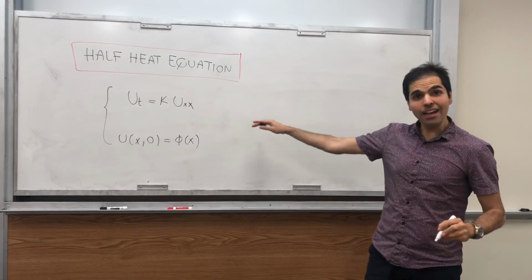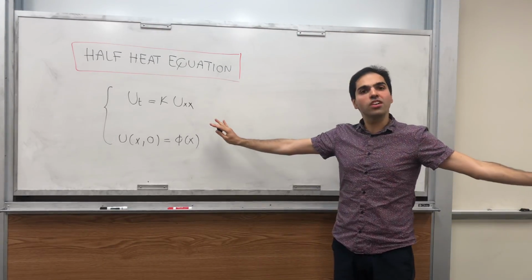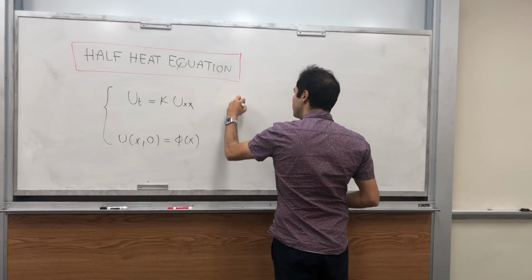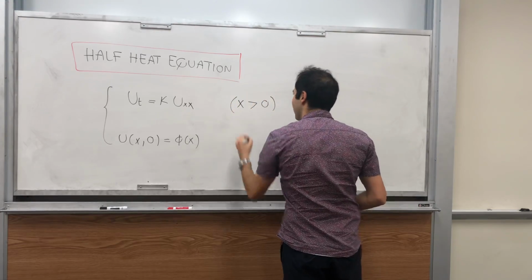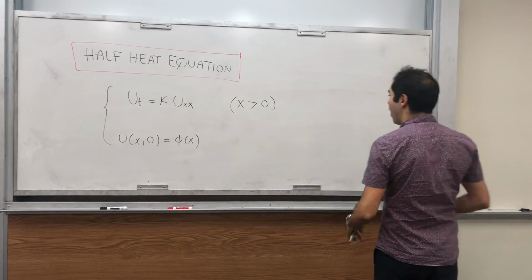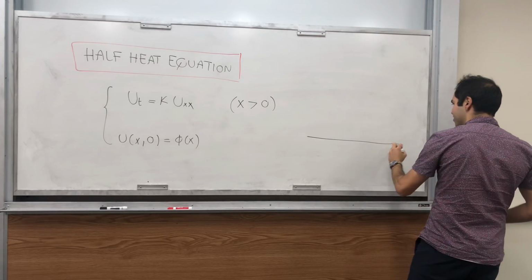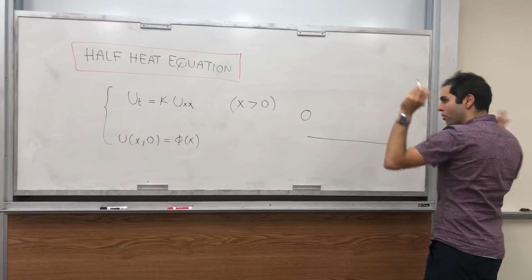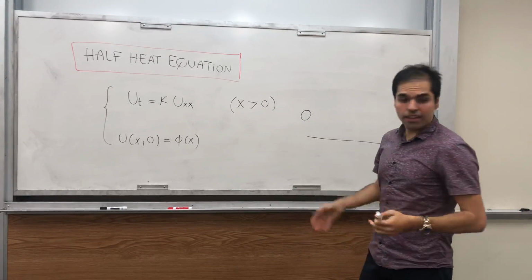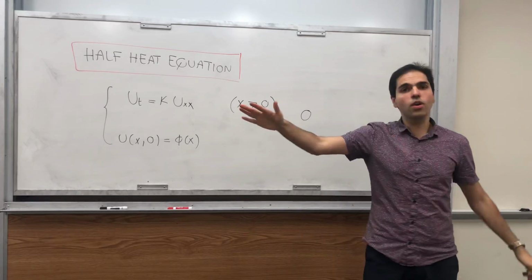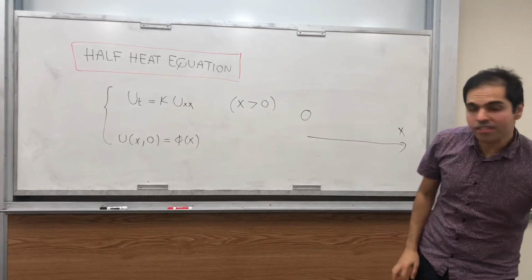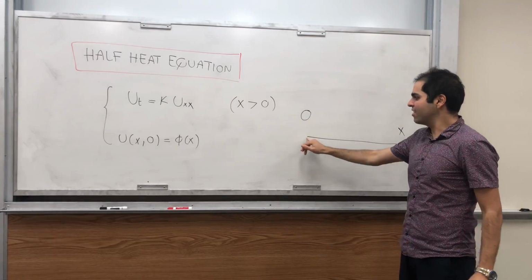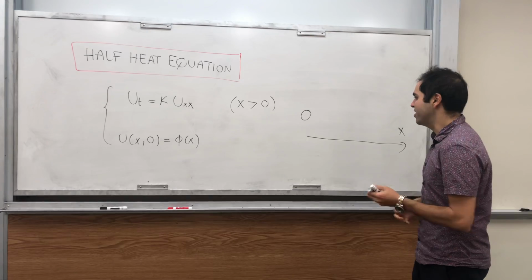But this time, unlike the regular heat equation, which is on the whole line, we'll do the half-heat equation, for which we assume we just have it on the half line, namely for x positive. So it looks something like that: the line starting at 0 and going to infinity. And unlike before, where we had the whole line and no boundary conditions, all of a sudden we do have a boundary condition, because this line on the left side has a boundary or a wall.